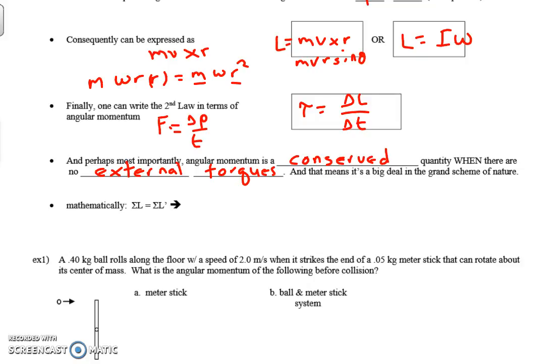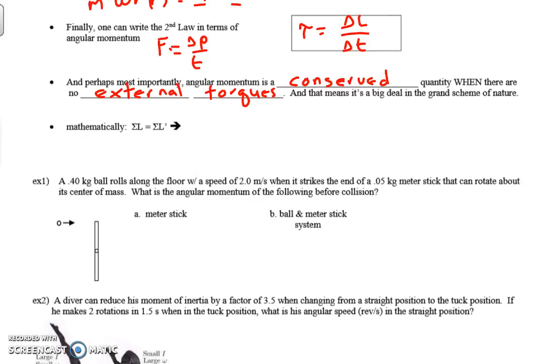The classic one is the ice skater who is spinning around. Okay, if she is spinning around with her arms wide out, she has a certain moment and a certain angular velocity. If she brings her arms in, there's no external torque on her, so her moment will drop, so her angular velocity will have to go up, and it can go up quite dramatically. So mathematically, we can say sigma L equals sigma L prime.